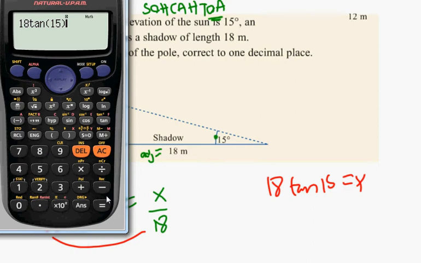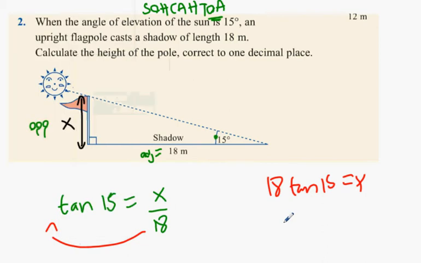And lo and behold, the answer is 4.82. Correct to one decimal place? 4.8. It's 4.8 meters tall, guys. Easy enough question, right? Now, moving on.